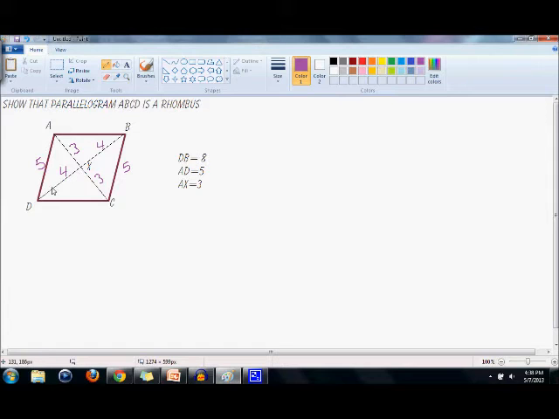This triangle right here has side lengths of 4, 3, and 5, which is a Pythagorean triple. So this should be a right angle because it's a magical right triangle. And therefore, it is a rhombus because the diagonals are perpendicular.